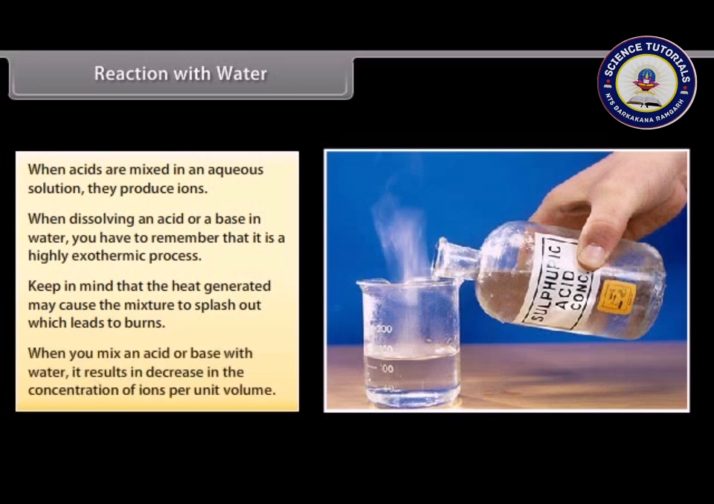When you mix an acid or base with water, it results in a decrease in the concentration of ions per unit volume. This process is called dilution and you get diluted acid or base.